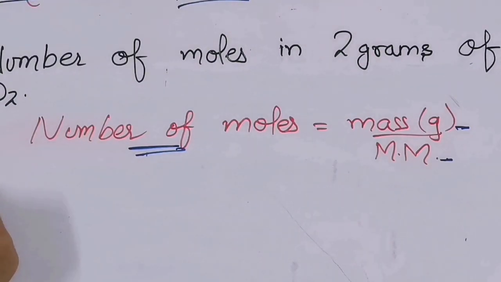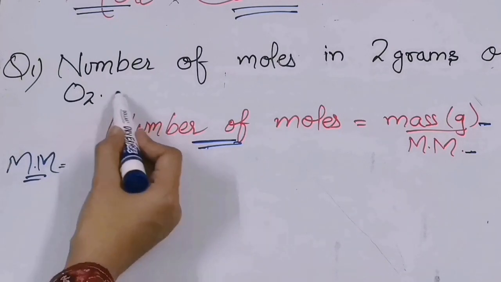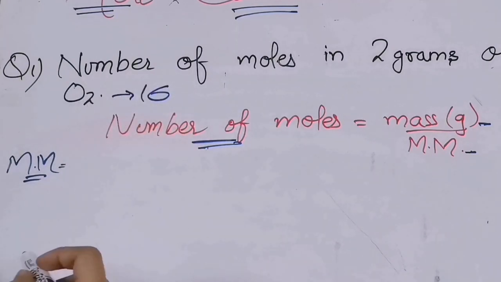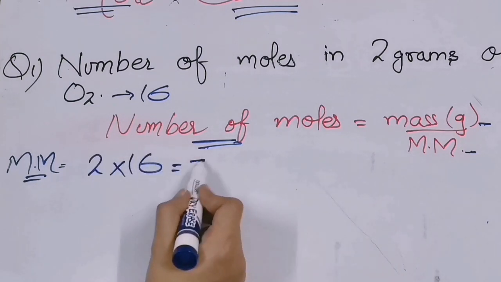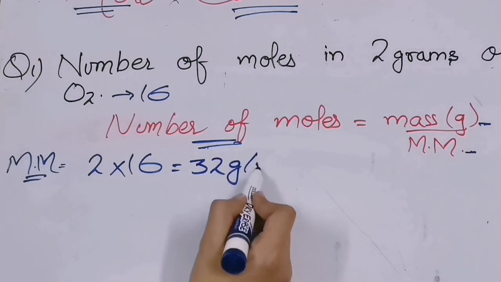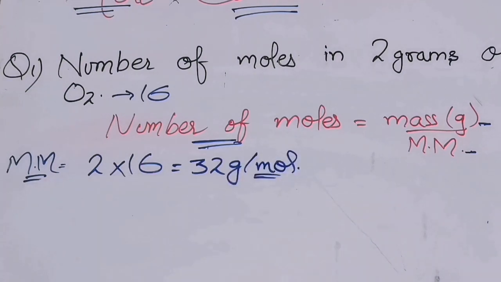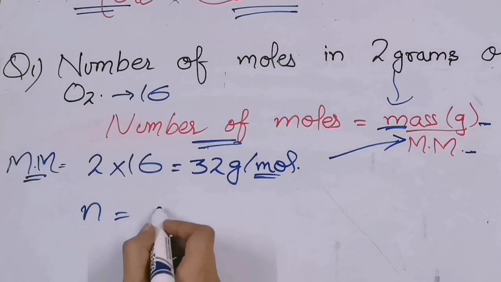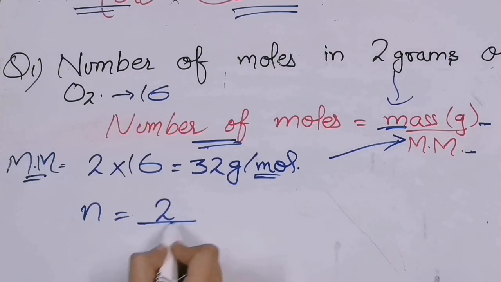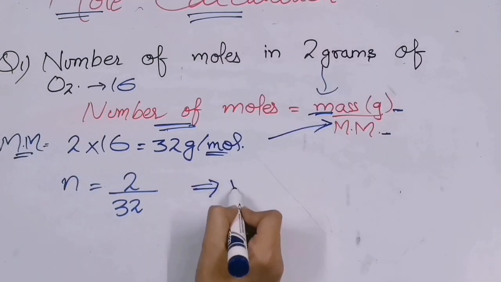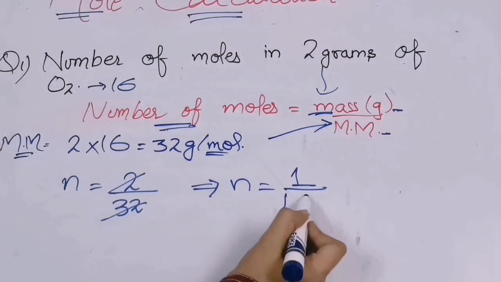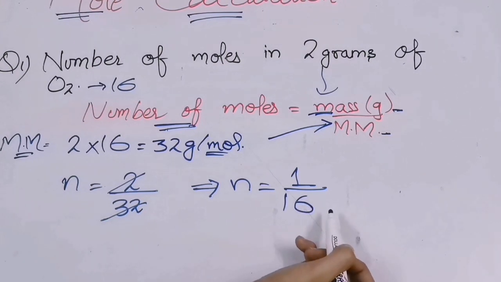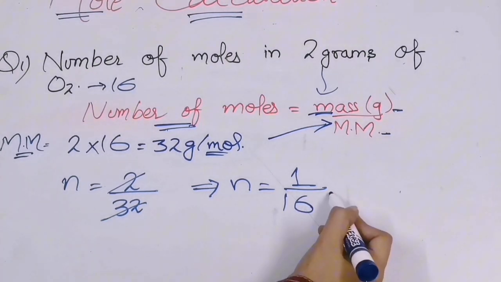Now let us first find the molar mass. What is the atomic mass of oxygen? It is 16. And how many oxygens are present? 2. So 2 multiplied by 16 will be equal to 32. And for molar mass, we will write the unit gram per mole. Let us see, the number of moles will be equal to 2 gram divided by 32. Here n will be equal to, after cutting it, 1 by 16. Okay, and we will write the unit mole.